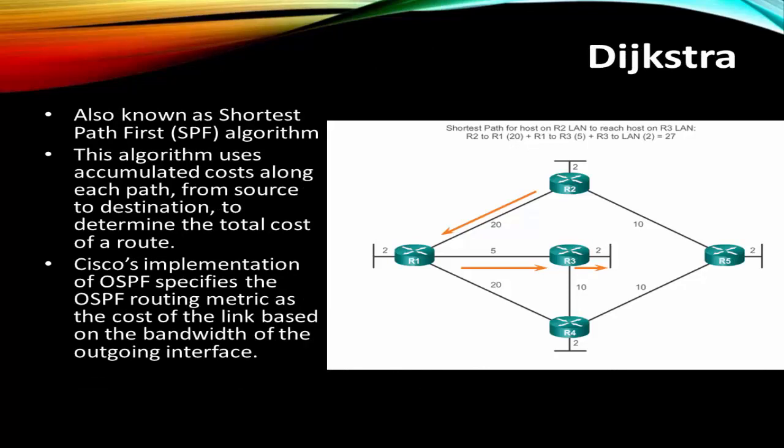Dijkstra is an algorithm that uses the cost of each path from source to destination and determines the total cost of a route, and then compares it with other routes and takes the shortest one. Cisco's implementation for the metric is the bandwidth of the outgoing interface.